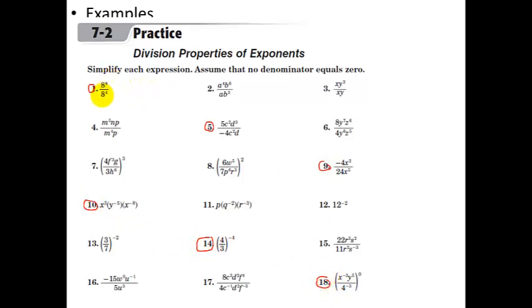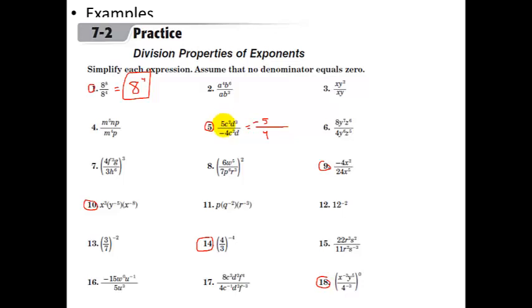So 8 to the 8th over 8 to the 4th. When dividing two things with the same base, keep the base the same. So the 8, which is the base, stays the same. Subtract the exponents. 8 minus 4 is 4. So there's our answer. Next one. The numbers we keep the same. Okay, so 5/4, and it's negative.